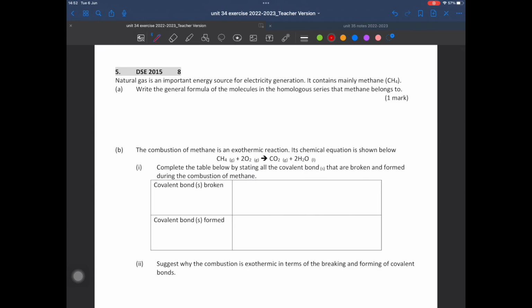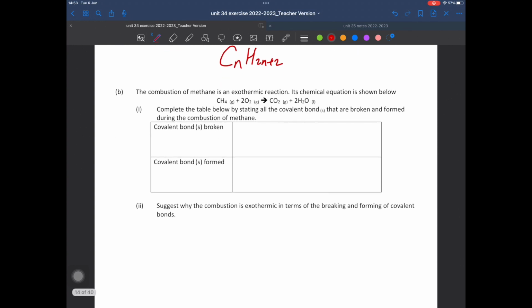Question 5. First of all, what is the general formula of the homologous series that methane belongs to, which is alkane? Here it shows. And the second one, you are supposed to mention what kinds of bond are breaking and forming during the process. So we complete it one by one. And here you can see we will consider whether the bond is single or double. So please do not confuse.